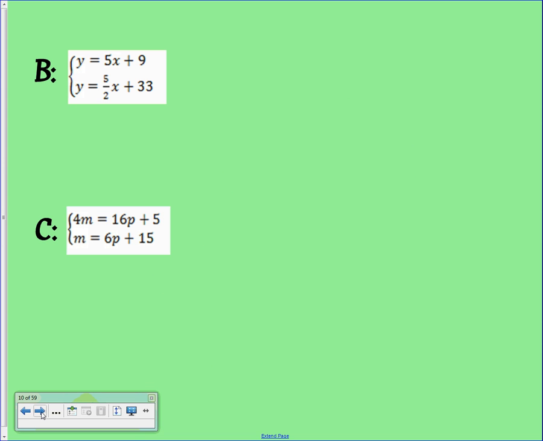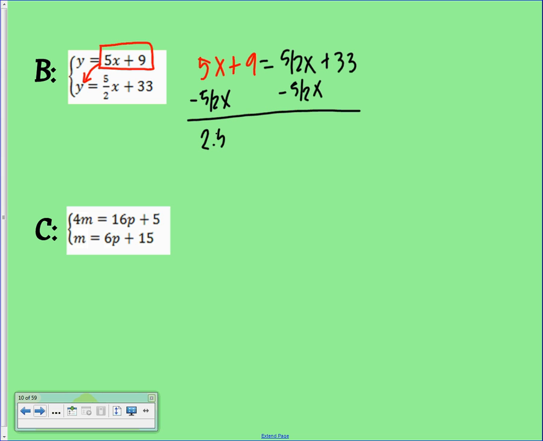Let's take a look at example B. We've got y equals 5x plus 9 and y equals 5 halves x plus 33. Again, I'm going to put a square around what my equation is equal to, and then put an arrow to substitute it into the other equation where that y equals. So you're only plugging in what the equal sign is equal to. This time I've got 5x plus 9, substitute it in for y, so that equals 5 halves x plus 33. Again, I want to get my x's together, so I'm going to subtract 5 halves x from each side. So 5 minus 5 halves is 2.5x plus 9 equals 33.